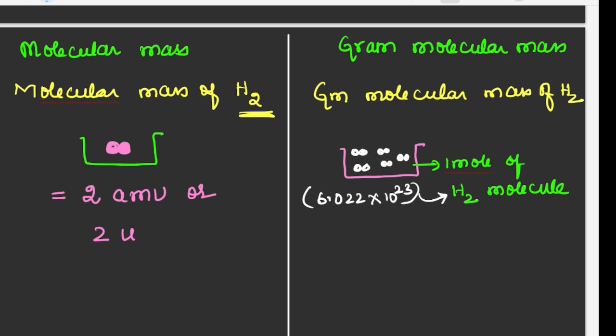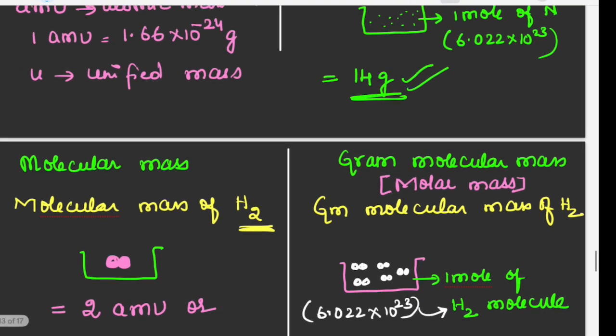So gram molecular mass of hydrogen will be equal to 2 again as the answer. What is the unit here? Here the unit will be in grams. If it is gram molecular mass, it should be in grams. Since we are taking the number of molecules in moles, this is also known as molar mass. So gram molecular mass is also known as molar mass. This is the difference between molecular mass and gram molecular mass.